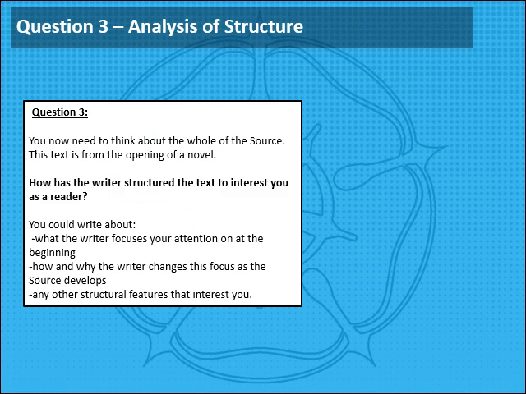The wording of question 3 is very similar each year. This question says, you now need to think about the whole of the source. This text is from the opening of a novel. How has the writer structured the text to interest you as a reader? You could write about what the writer focuses your attention on at the beginning, how and why the writer changes this focus as the source develops, and any other structural features that interest you. The best answers use terminology well and explain the effects of structural features in this text specifically.